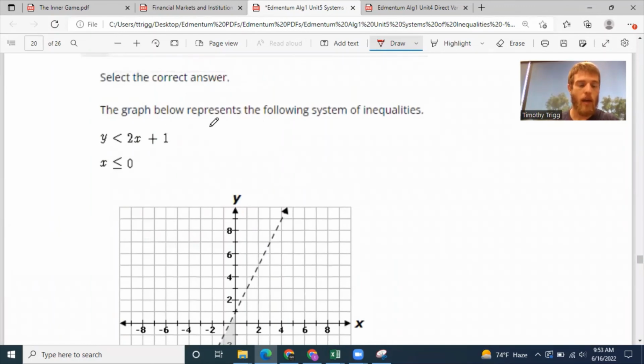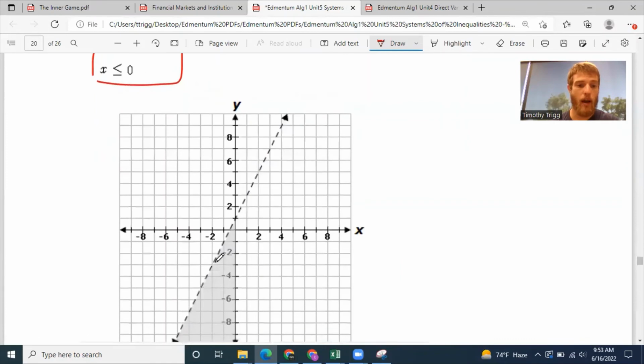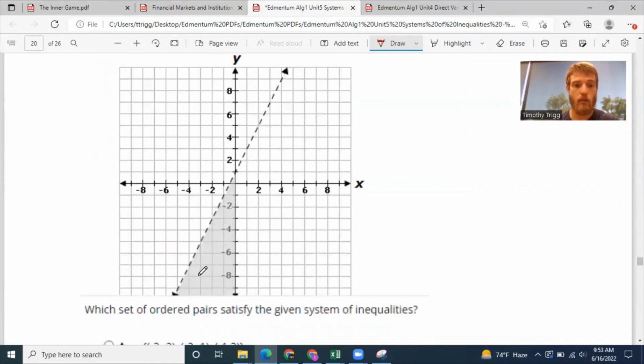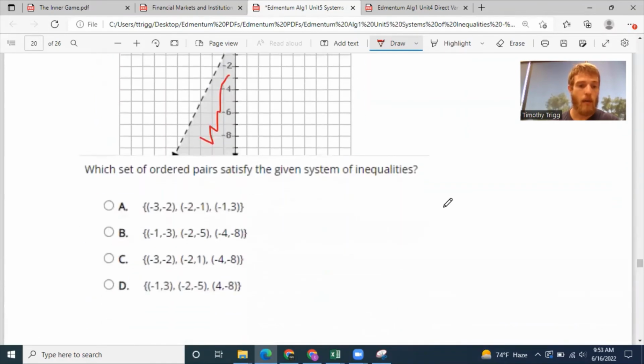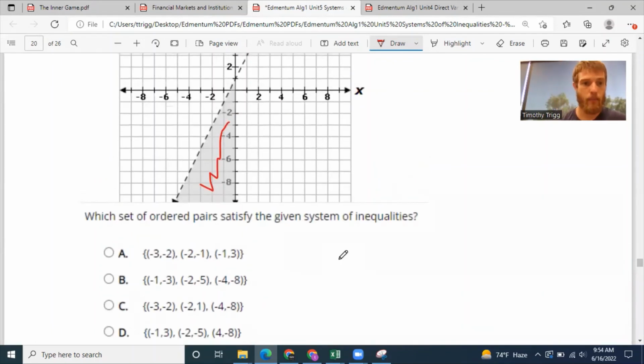All right, here we have a graph. We have a pair of inequalities and we have the graph already. You can see the shaded region is right here. So which group of ordered pairs is in the solution set? In this one's case, you want to see the correct answer. All the points will be in the double shaded region. For the correct answer, all the points will be in the double shaded region.